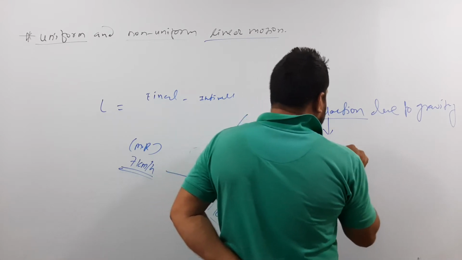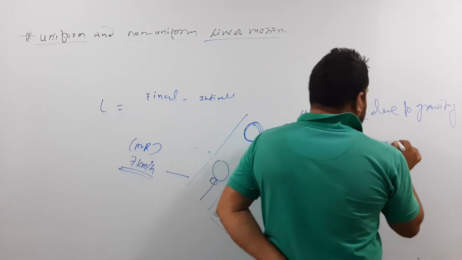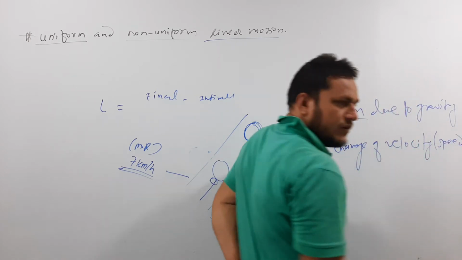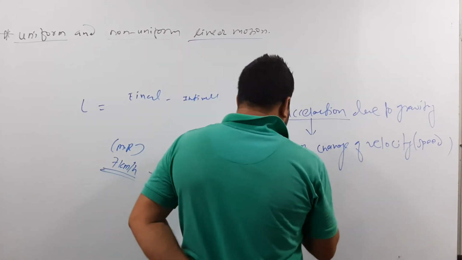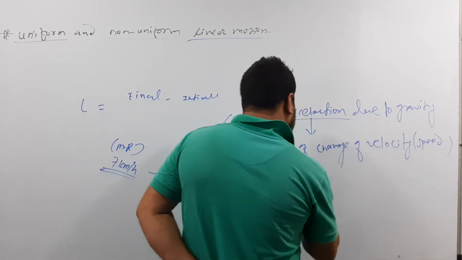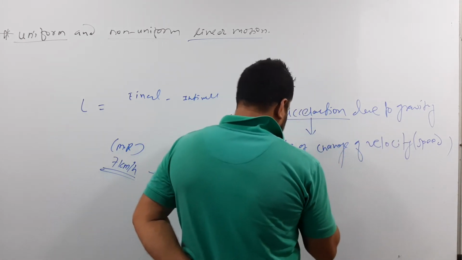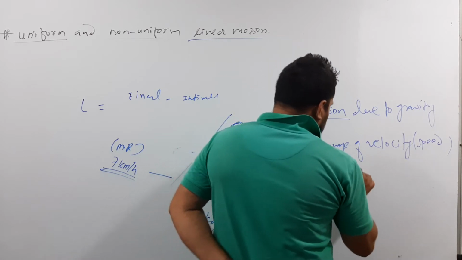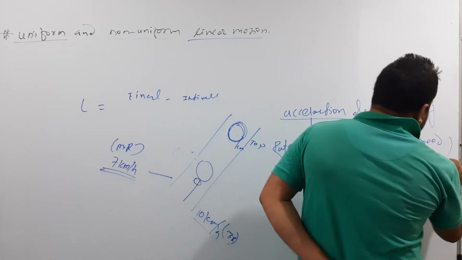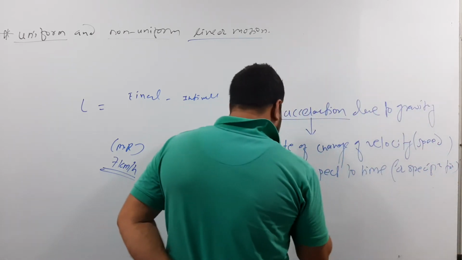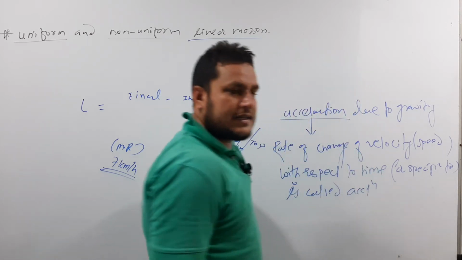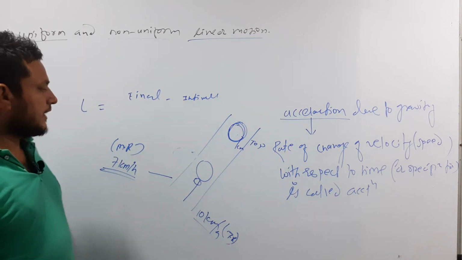Rate of change of velocity, or sometimes we call it speed also. Sometimes speed is called a rate of change of velocity or speed, sorry, with respect to time or a specific time. It is called acceleration. Clear?